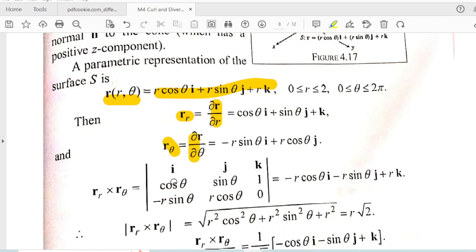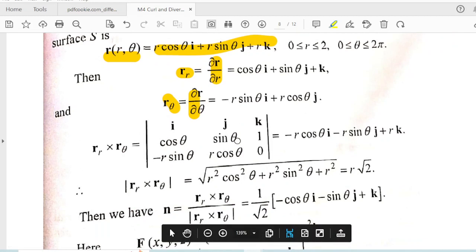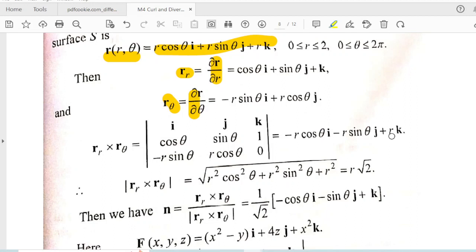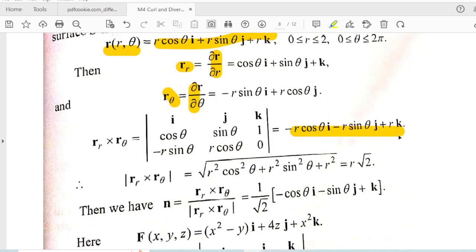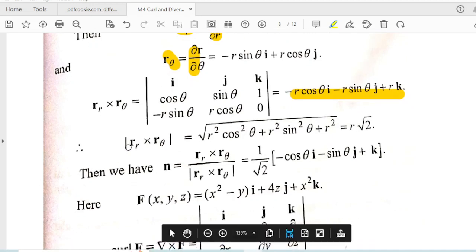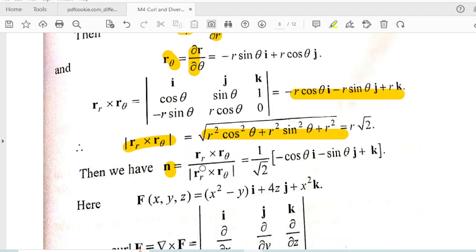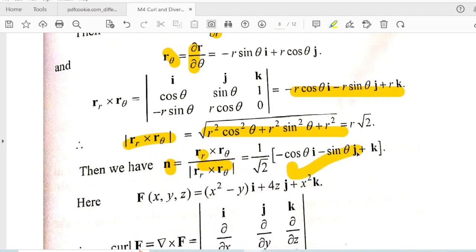You obtain these two values and find their cross product, r_r cross r_theta. So you get this, which is our integral formula, the standard formula of cross product. You can find this. Now the magnitude of this is what we find here. Now the unit vector n cap equals r_r cross r_theta by the magnitude of r_r cross r_theta. And dividing, we obtain this particular result.